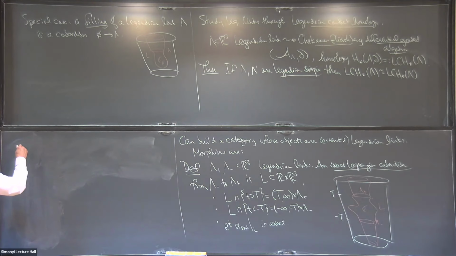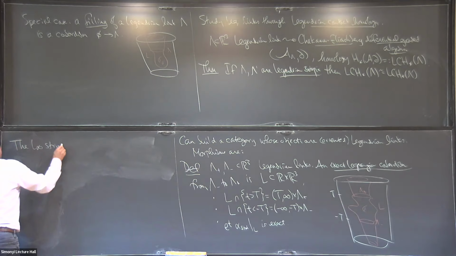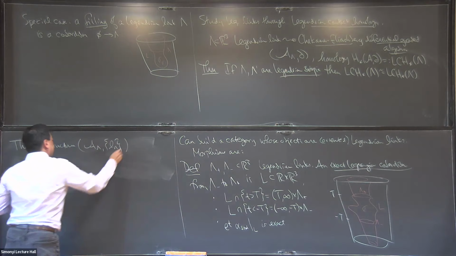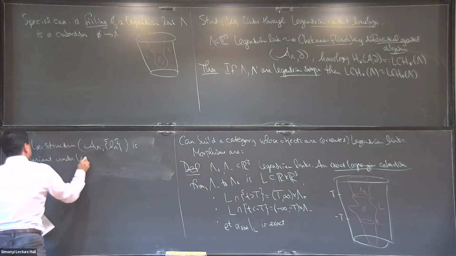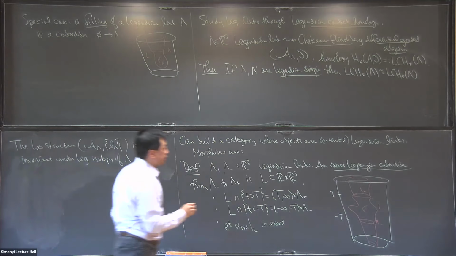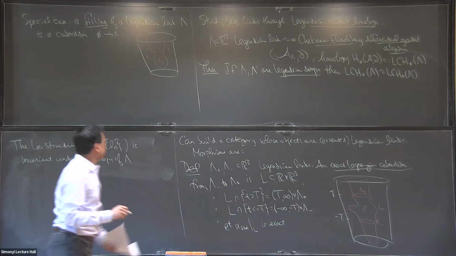So the L infinity structure, which is A lambda along with these LNs, is invariant under Legendrian isotopy of lambda. So this somehow subsumes the invariance result that I wrote up here.